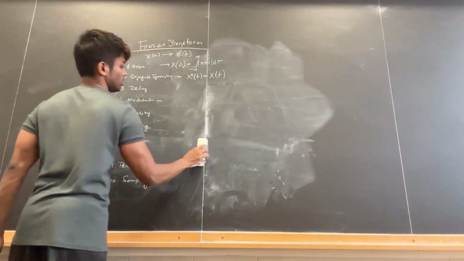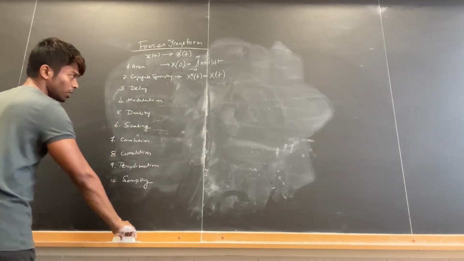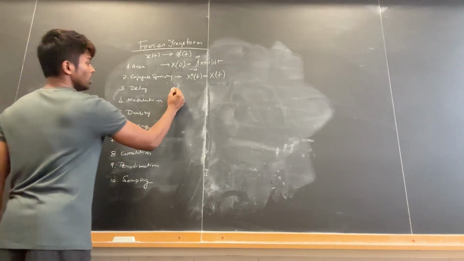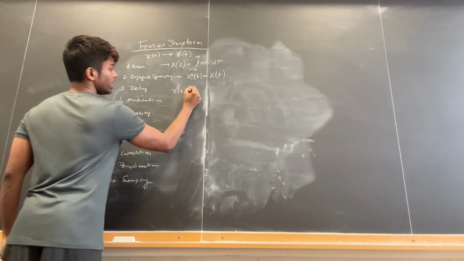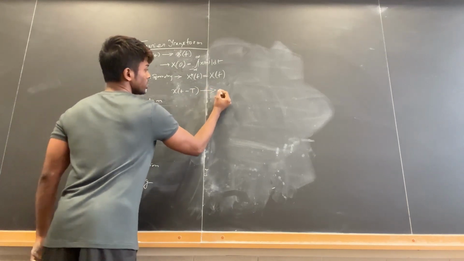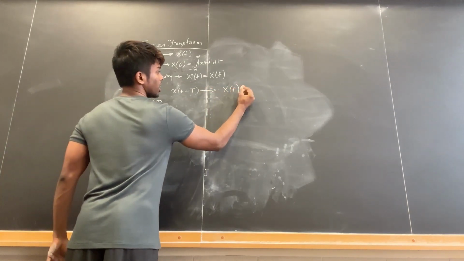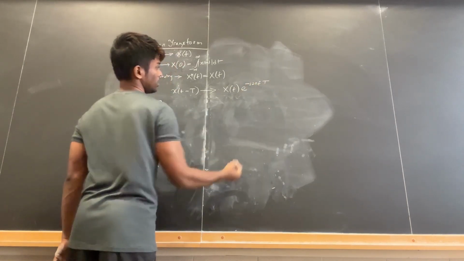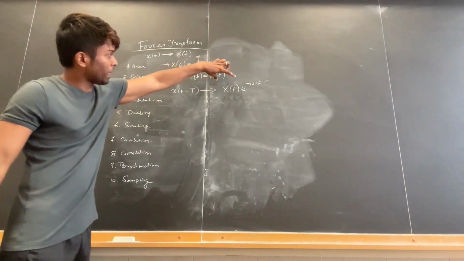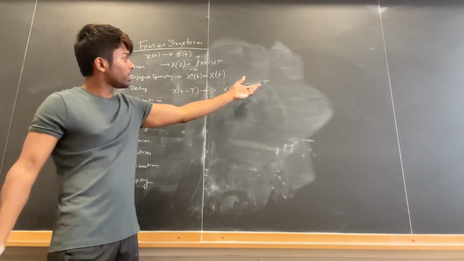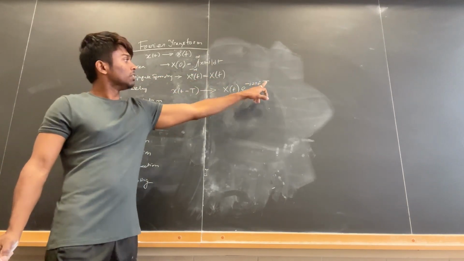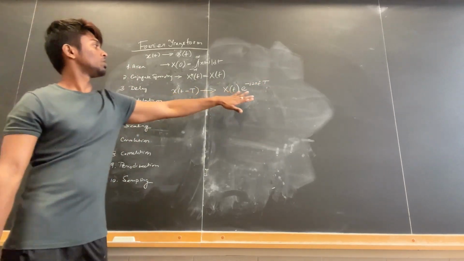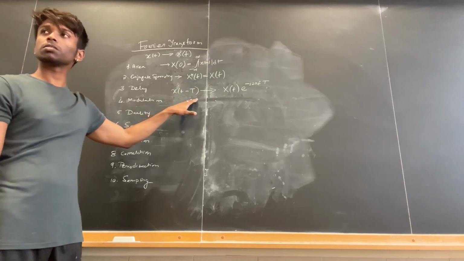The third property that we have to focus on is the delay property. If we introduce a time delay in the signal, what happens to the Fourier transform? The signal x(t minus T), a delay of capital T, has a Fourier transform of X(f) times e to the power minus j2 pi f T. So the spectrum is always multiplied with this complex sinusoid governed by this delay factor T, which we have introduced in the time domain. This is how the Fourier transform changes.